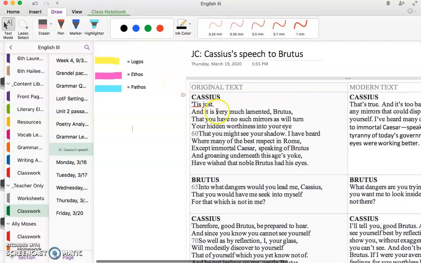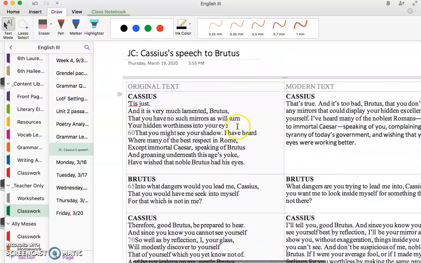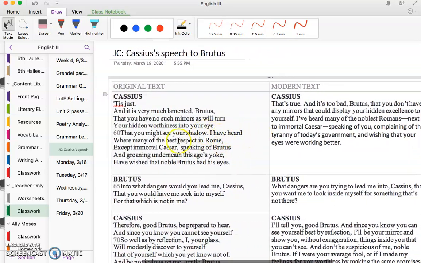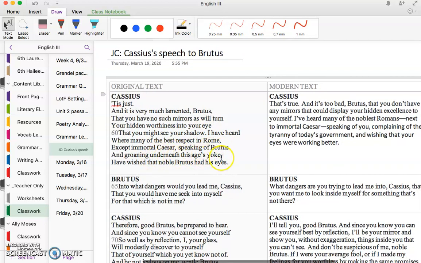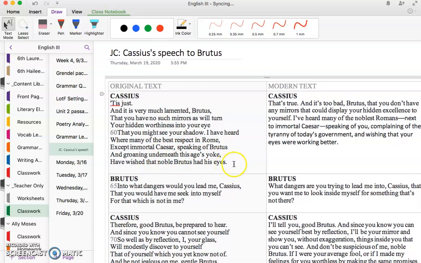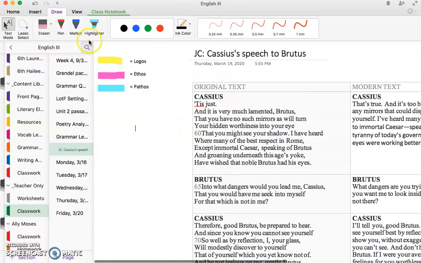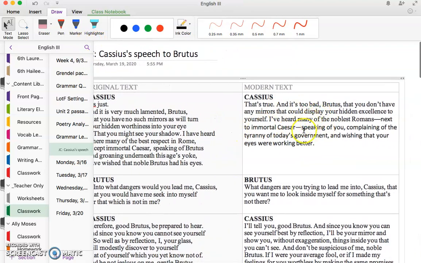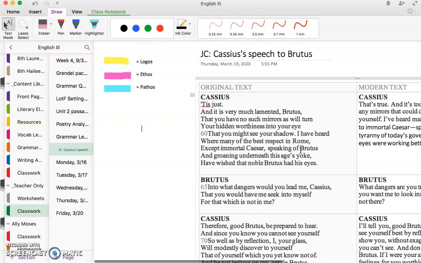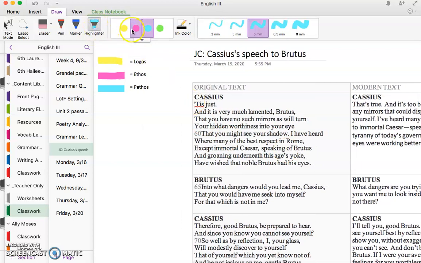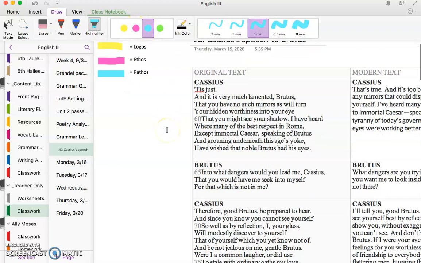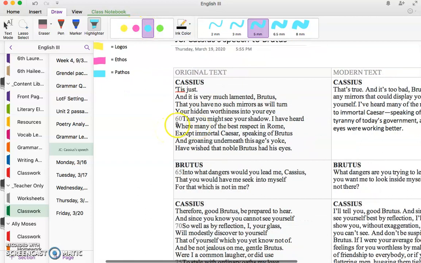Cassius begins his speech to Brutus, "And 'tis very much lamented, Brutus, that you have no such mirrors as will turn your hidden worthiness to your eye, that you might see your shadow. I have heard where many of the best respect in Rome, except immortal Caesar, speaking of Brutus and groaning under this age's yoke, have wished that noble Brutus had his eyes." So in this one, he is basically trying to pay Brutus a compliment. He's trying to talk about how so many people have been hoping that Brutus would step up and speak against the difficulties, the bad things happening in this age.